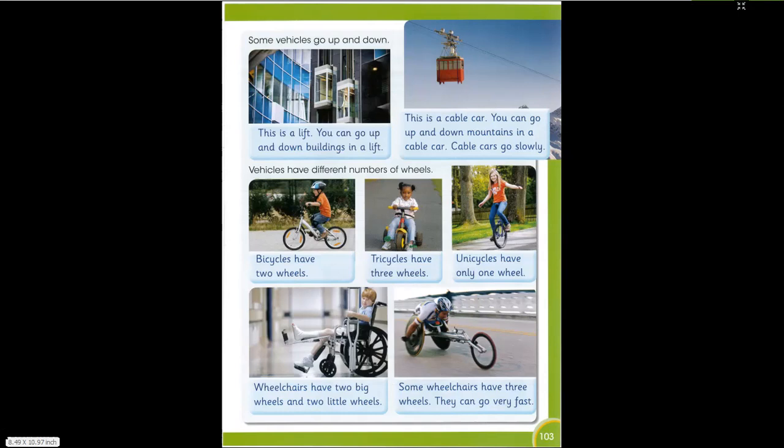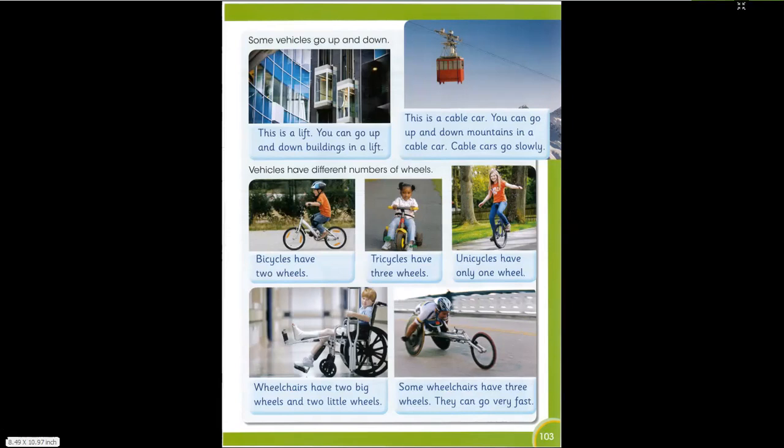The bicycle is very common. Everyone knows it. It has two wheels. Then we studied the tricycle. Tri means three. Tricycles have three wheels. Unicycles have only one wheel. And then we discussed the different kinds of wheelchair. In the book, they have given us two kinds of wheelchair. One is used for medical purposes, and another is used for sports purposes by sports persons.